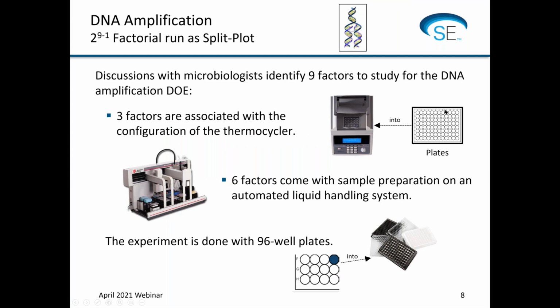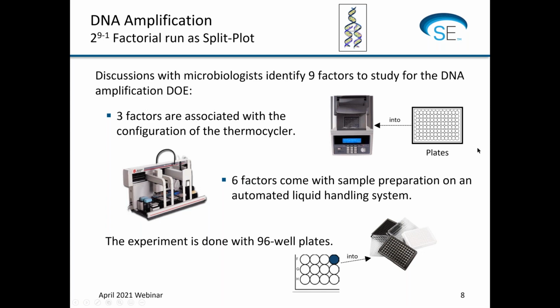Okay, so I'm going to look at an example where what we want to do is DNA amplification. We're going to look at this as a factorial design. So we're going to have 9 factors, and each of those 9 factors is going to have 2 levels. 3 of the factors that we're going to study are associated with the thermal cycler. We're going to be doing our experiments on this 96-well plate.